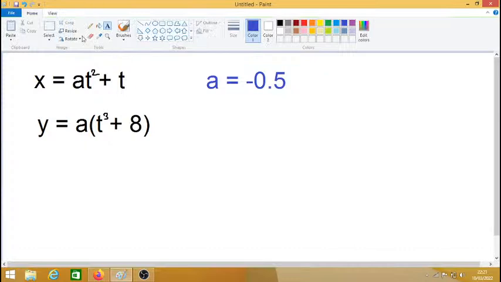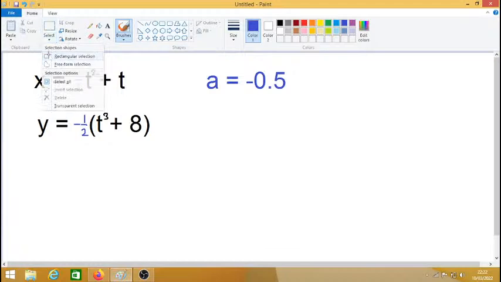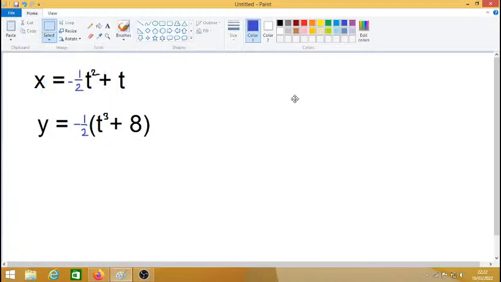So that means I can rewrite this equation, instead of a, I can write minus a half. And in the second equation, instead of a, I can write the same minus a half. No need to expand out the brackets just yet. I can stay in that form. So that's from the part in the previous lesson. We've worked out what the missing constant was.